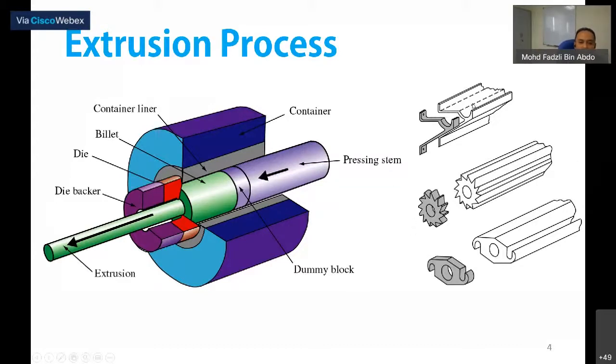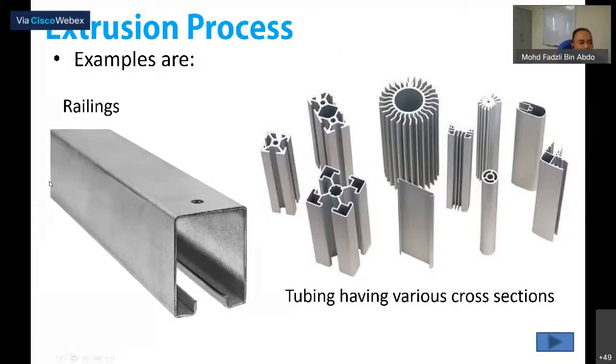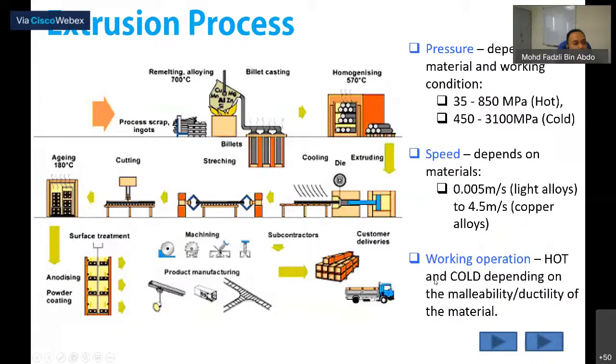Ini adalah contoh-contoh produk yang kita extrude. Ini contoh ni lah dia punya die. Yang ni lah contoh produk-produk yang kita extrude. Ni contoh-contoh example dia railing dekat door tu kan. And then tubing lah having various cross section. Maksudnya dia sebenarnya masa proses tu dia berpanjang tau. And then kita akan kerat desire yang kita nak lah. Okay, this is the contoh of the extrusion process.